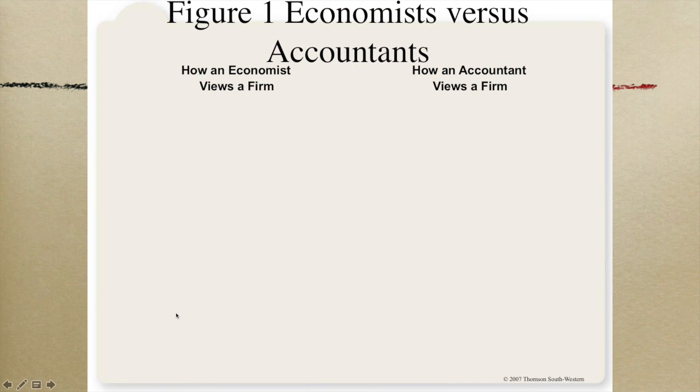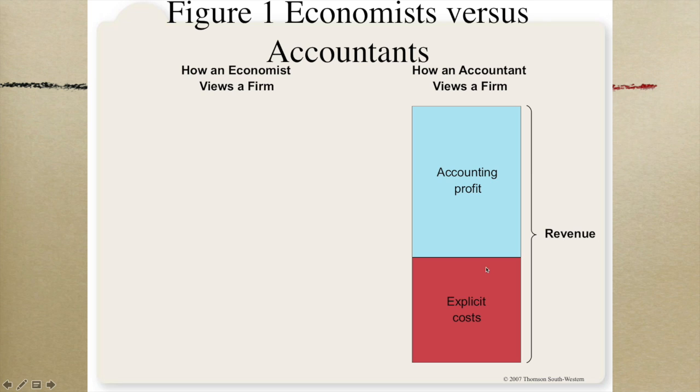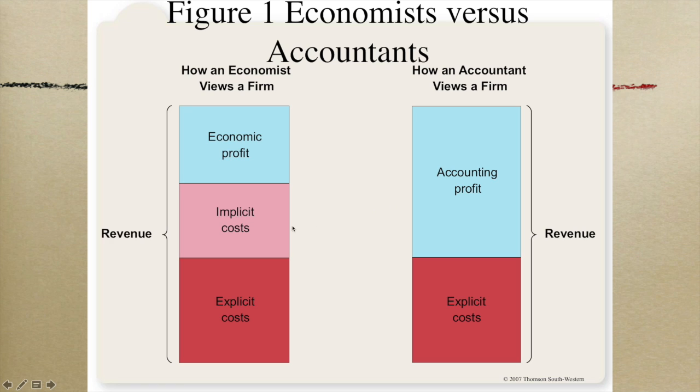When we look at it on a graph, it looks like this. We've got how an accountant views a firm. We have all of our revenue. We subtract from our revenue our explicit cost. That leaves us our accounting profit. An economist is going to take the same revenue and subtract from it both the explicit and the implicit costs, which is right here, the implicit costs. And that's going to leave significantly less profit. So the economic profit is always going to be less than accounting profit. Even if economic profit is zero, accounting profit is going to have to be positive.